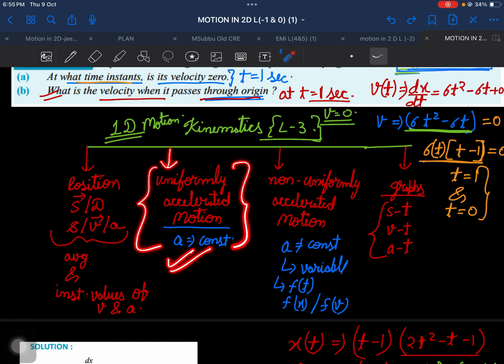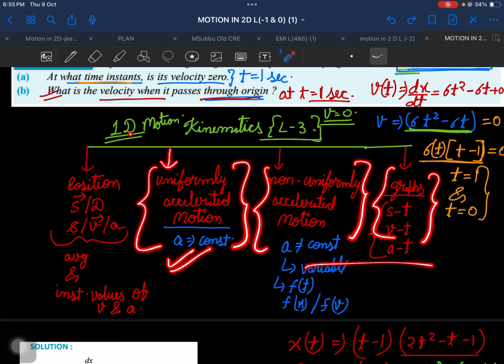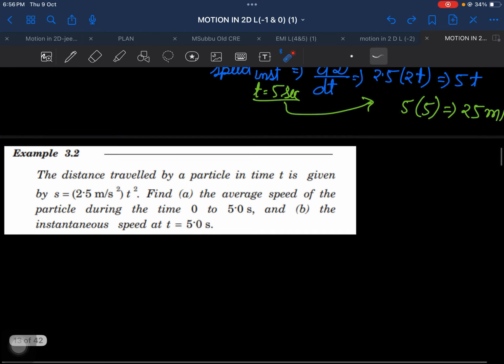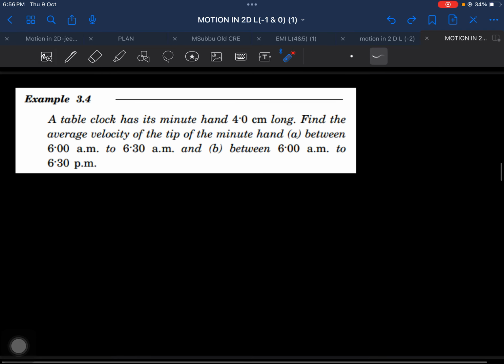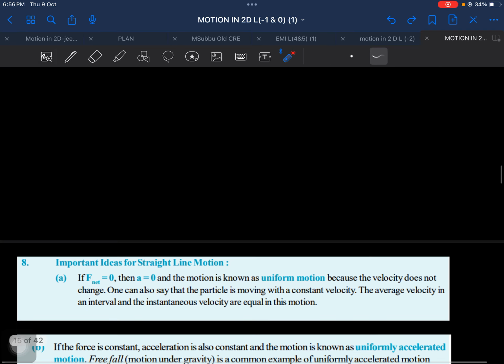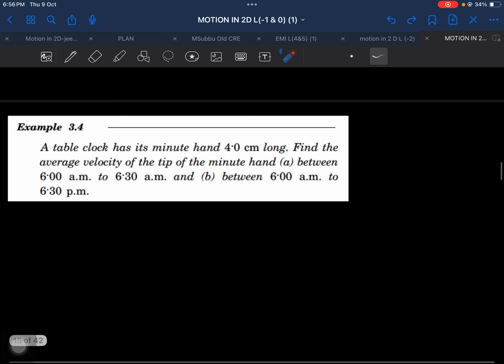All right, then we will discuss some problems based on uniformly accelerated motion, then we'll discuss graphical problems, and then this chapter will end, and then we'll move to 2D motion. All right students, I hope this thing is very much clear to you. Chalo. So without any further ado, let's move towards a good example today, and let's solve this. Then we'll move towards our next topic, that is uniformly accelerated motion. All right, chalo bhai.